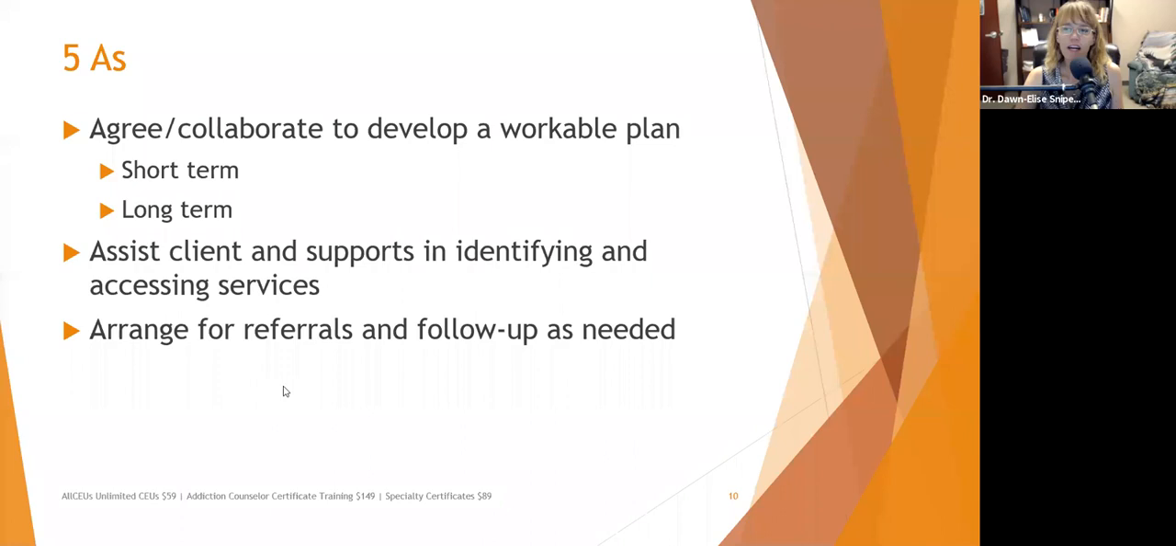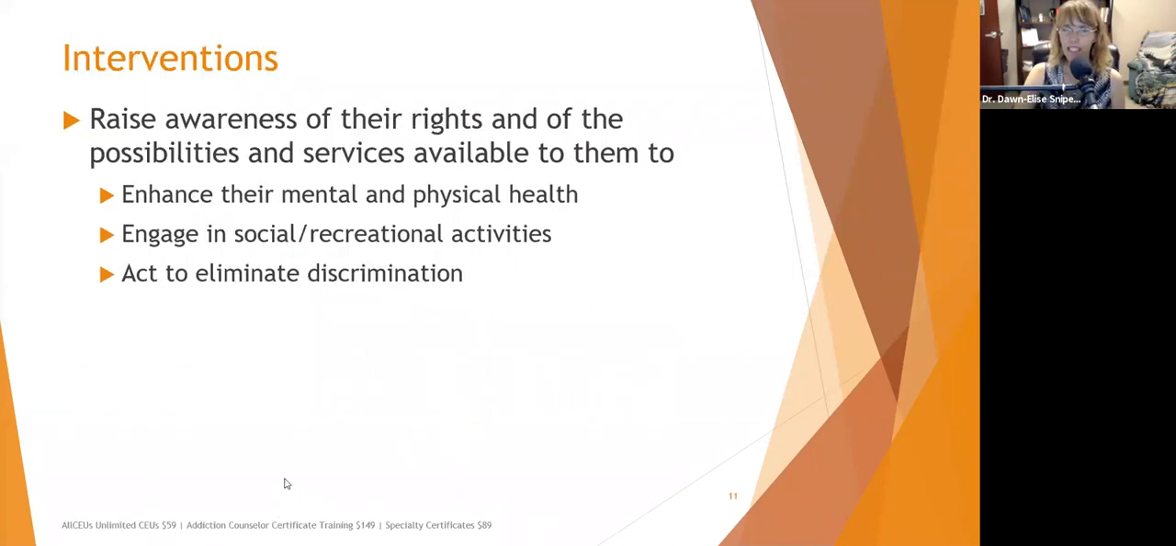We also want to arrange for referrals and follow-up as needed. Whatever the person needs, sometimes, especially right after a diagnosis, they're going to be in a little bit of a crisis state. They may need assistance reaching out to or figuring out who to reach out to. Interventions: we want to raise the awareness of people of their rights and the possibilities and services available to them to enhance their mental and physical health.